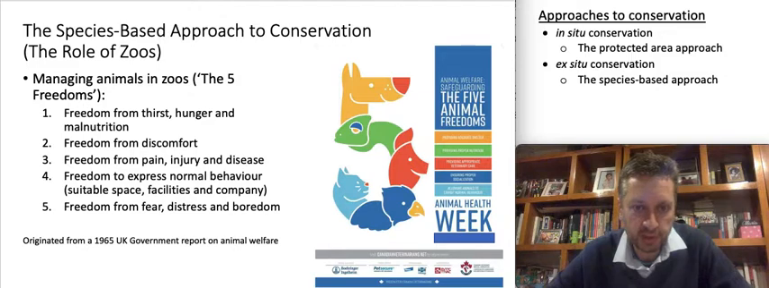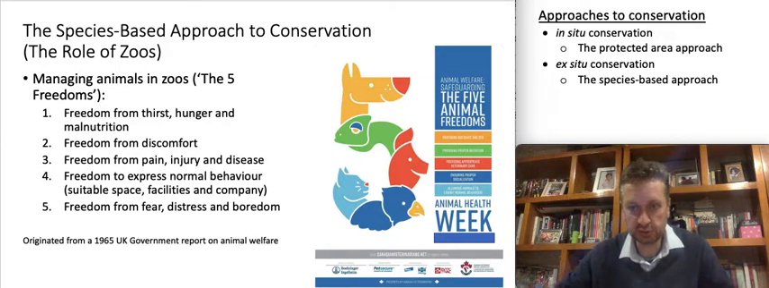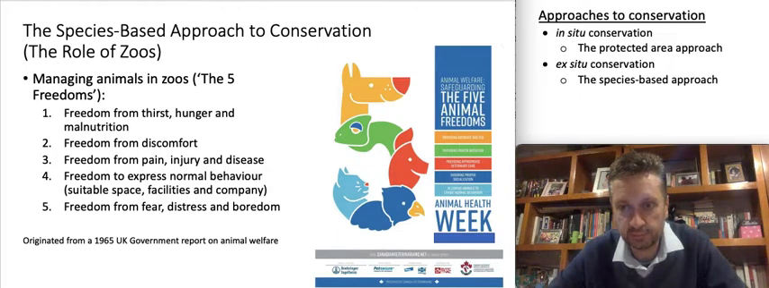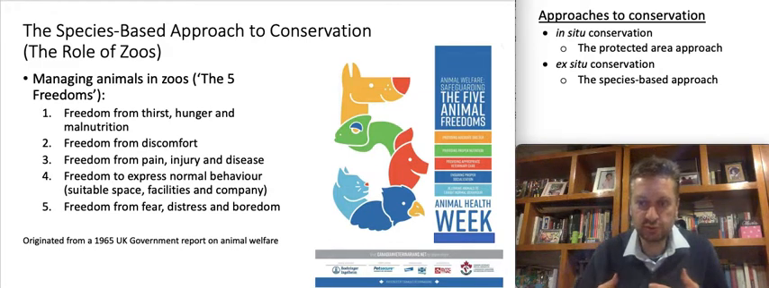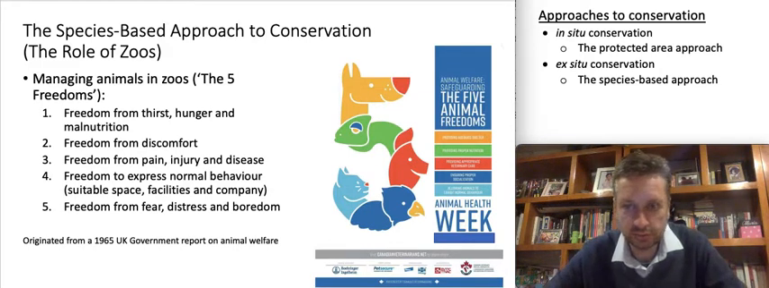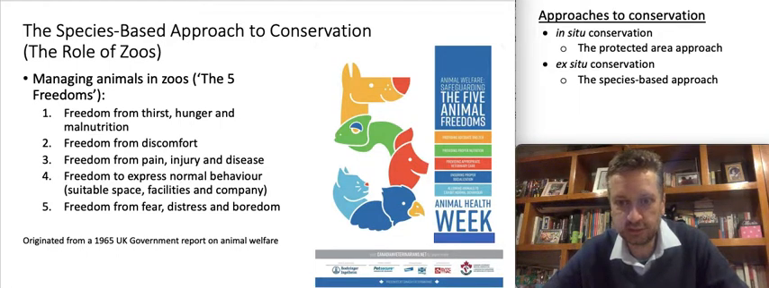Number 2, freedom from discomfort. Number 3, freedom from pain, injury, and disease. Number 4, freedom to express their normal behaviour. That's not always possible in any zoo, really, when you consider the enormous territories that some top predators in particular would have. Sometimes it's just not possible to reproduce their natural environment. And number 5, something again that is really a factor that makes some zoos very unpopular, is basically guaranteeing animals freedom from fear, distress, and boredom. I'm not sure many zoos actually manage that all the time.